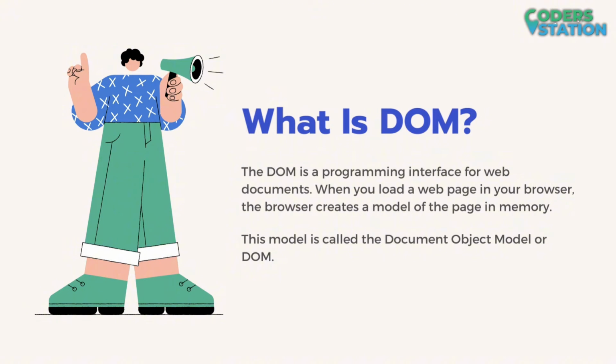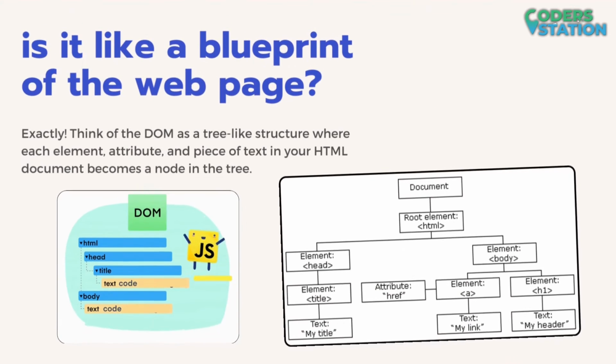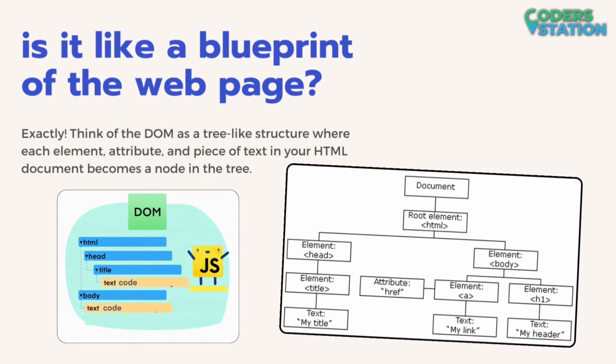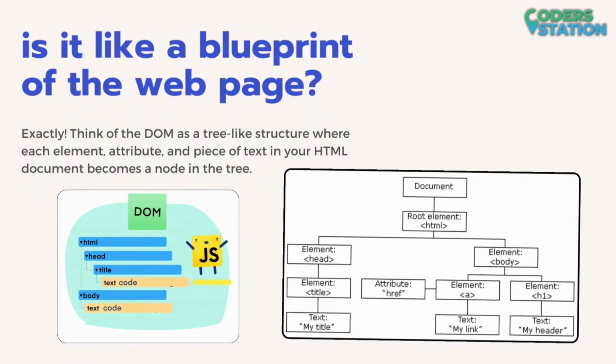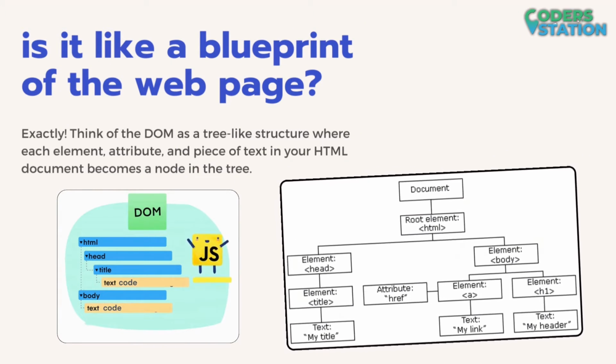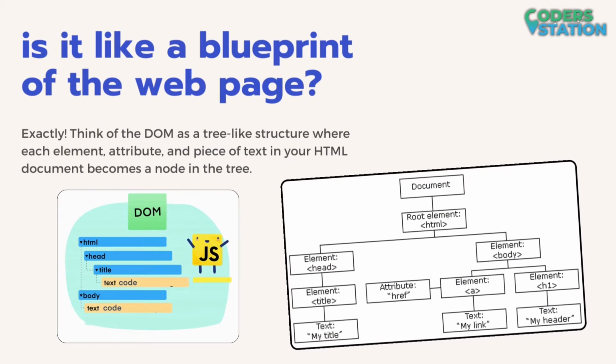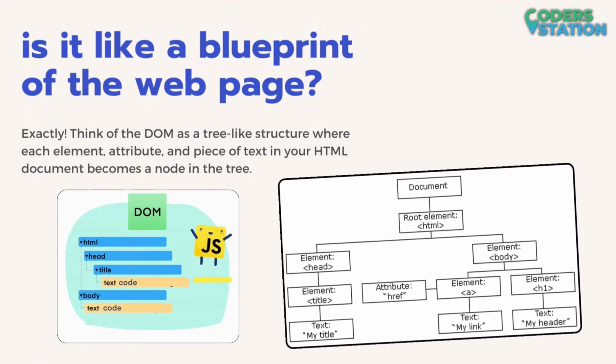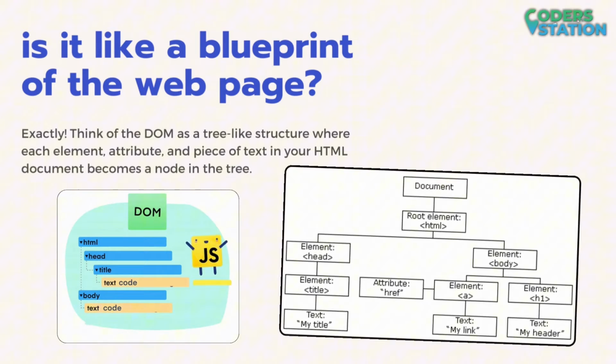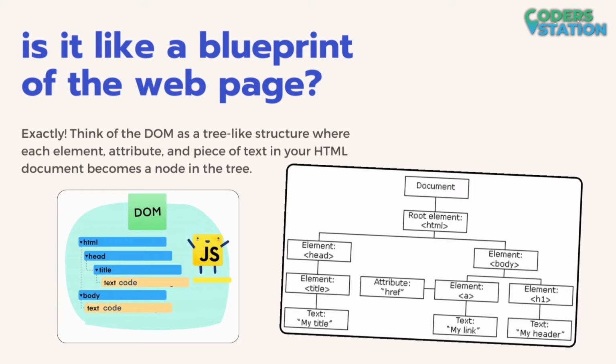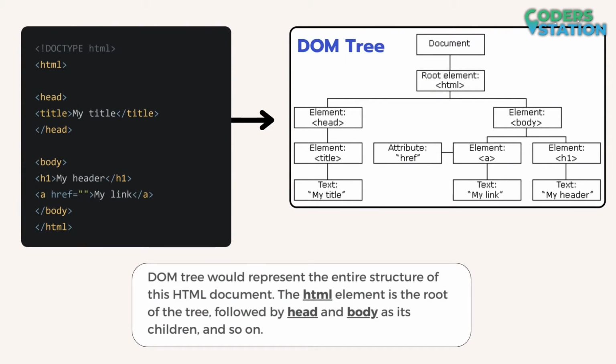So, is it like a blueprint of the web page? Exactly. Think of the DOM as a tree-like structure where each element, attribute, and piece of text in your HTML document becomes a node of the tree. Let's have a look at the HTML DOM tree of objects. In this example, the DOM tree will represent the entire structure of this HTML document. The HTML element is the root of the tree, followed by the head and body as its children, and so on.